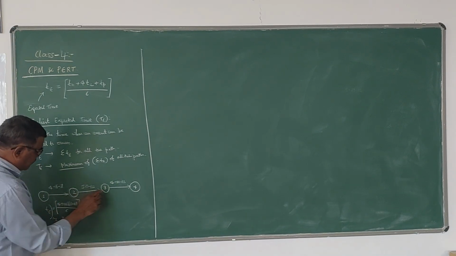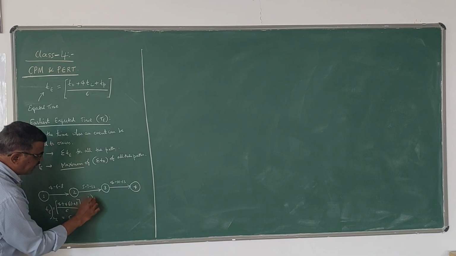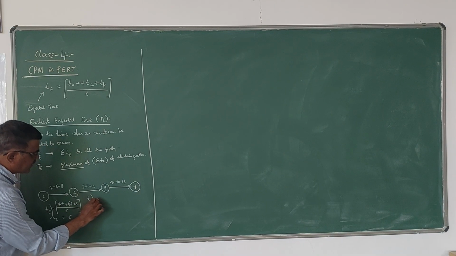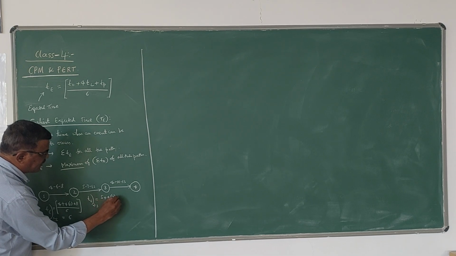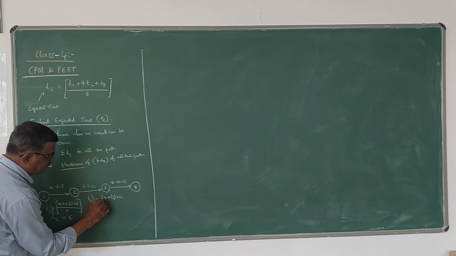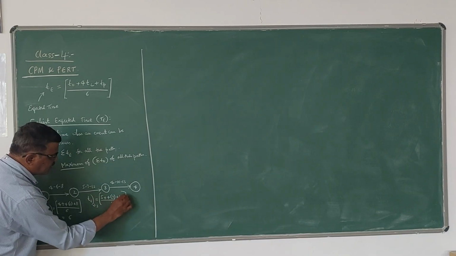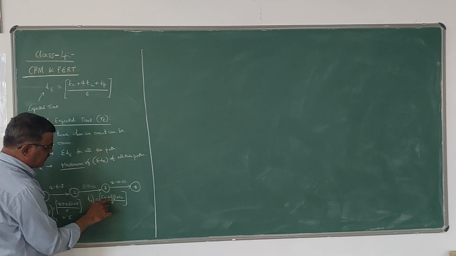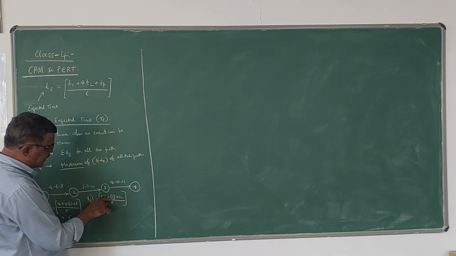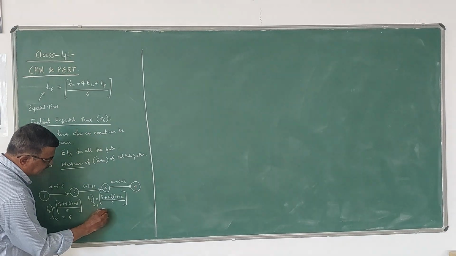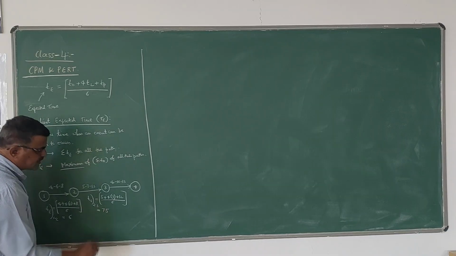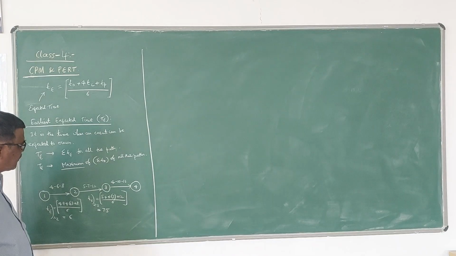For the activity 2, 3, TE value is given by TO, that is 5, plus 4 times TL, that is 7, plus 12 TP, divided by 6. So if you simplify this, you get 5 plus 28, 33. 33 plus 12, 45. 45 divided by 6 is 7.5. So we are getting 7.5 days or hours, whatever you are given.